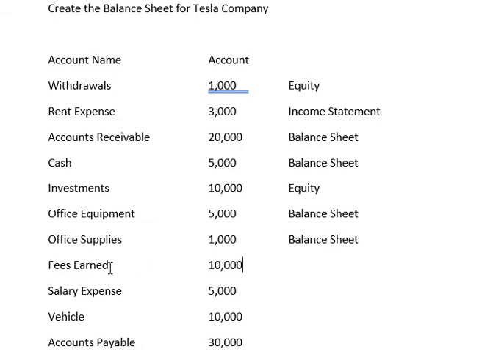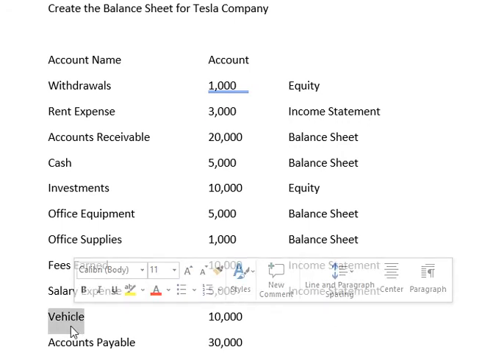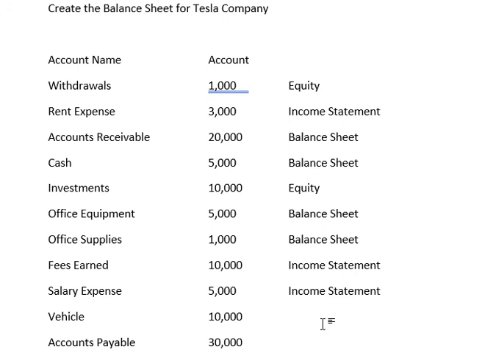Fees earned, this is revenue. Revenue is in the income statement. Salary expense, we see that this is an expense, so that should be in the income statement. Vehicle, this is an asset, so that should be in the balance sheet. This one, accounts payable. We know that this is a liability. Liability should be in the balance sheet.